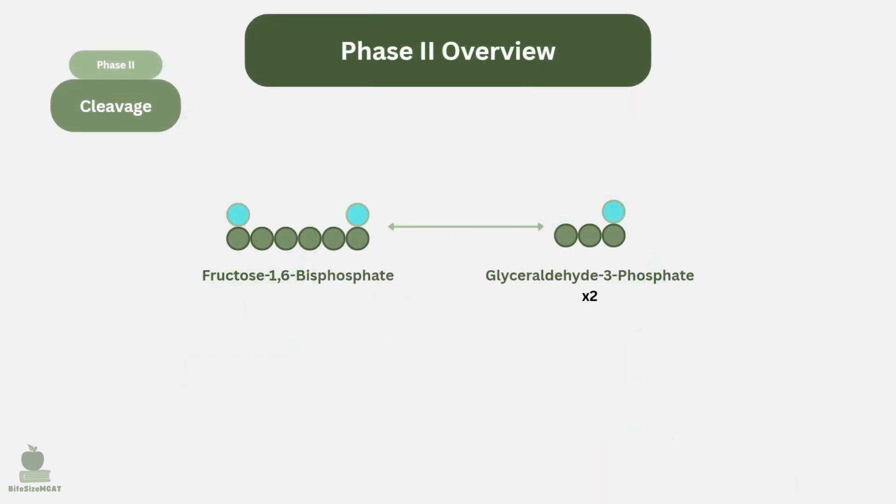Okay, so again, phase 2 is where we are splitting from one 6-carbon molecule to 2 distinct 3-carbon molecules. The big overview is we start with our fructose 1,6-bisphosphate, which we created from our investment phase, and we will create 2 glyceraldehyde 3-phosphate molecules.